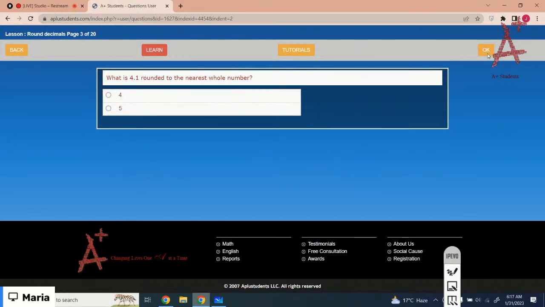Okay, what is 4.1 rounded to the nearest whole number? You have to round off to the whole number. The whole number is 4 here. Just look at the number right after the decimal. You have 1, and 1 is less than 5. So you have nothing to do. You have to round on the same whole number. So it would be rounded off to 4. So the correct option is 4.